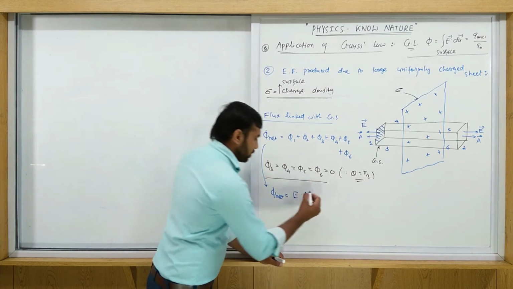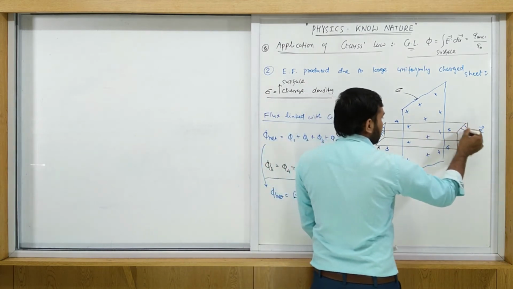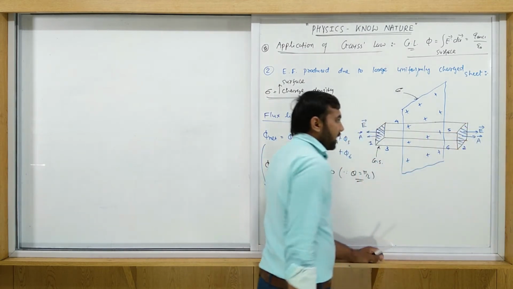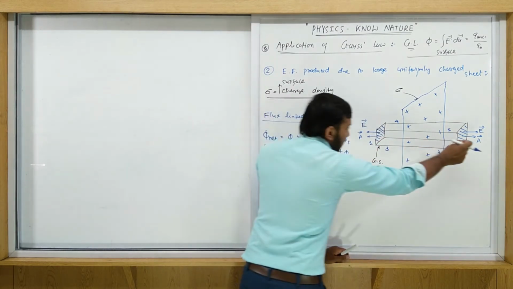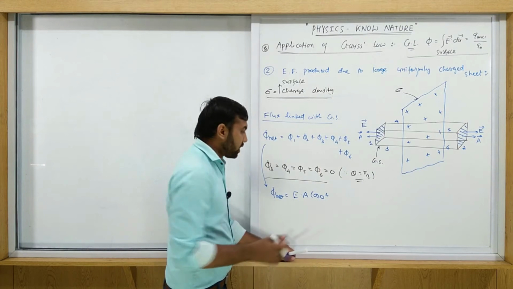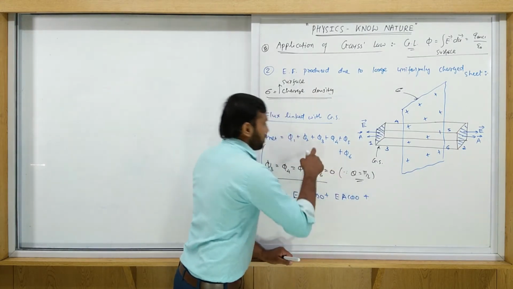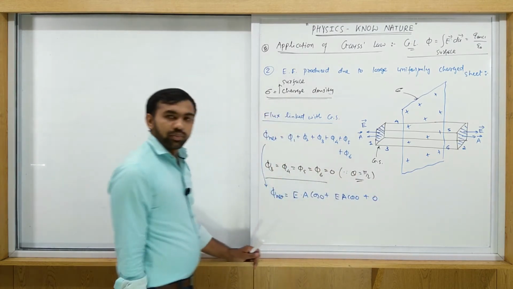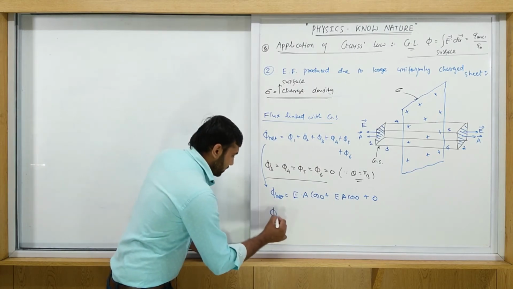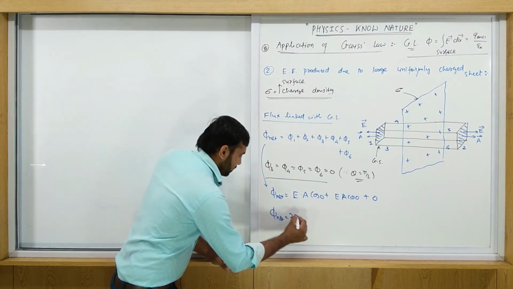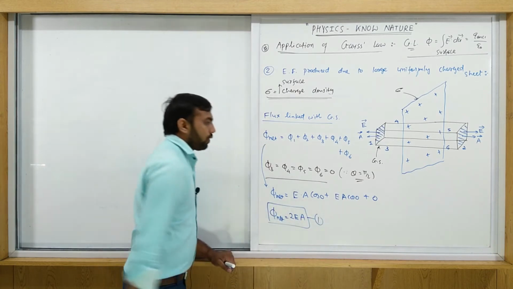Angle is 0, so cos 0 plus the second phase this much. This area is the same as this one, so both are the same. The angle between E and A for this one is 0 degrees, so again write down E into A into cos 0, plus these others, which are all 0. So EA plus EA is 2EA. So what is the net flux? The net flux is equal to 2EA, equation number 1.